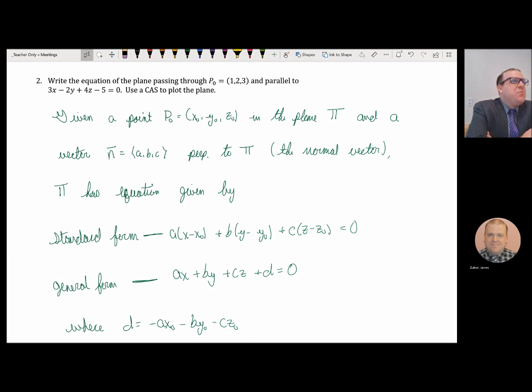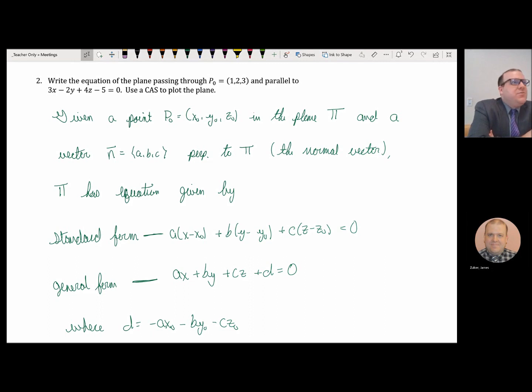So you kind of mixed up your component form and your IJK. Right, so if you're doing IJK it would be 3i minus 2j plus 4k, or in component form 3, negative 2, 4. Can you say the question one more time? Given that plane, 3x minus 2y plus 4z minus 5 equals 0, what's the normal vector?